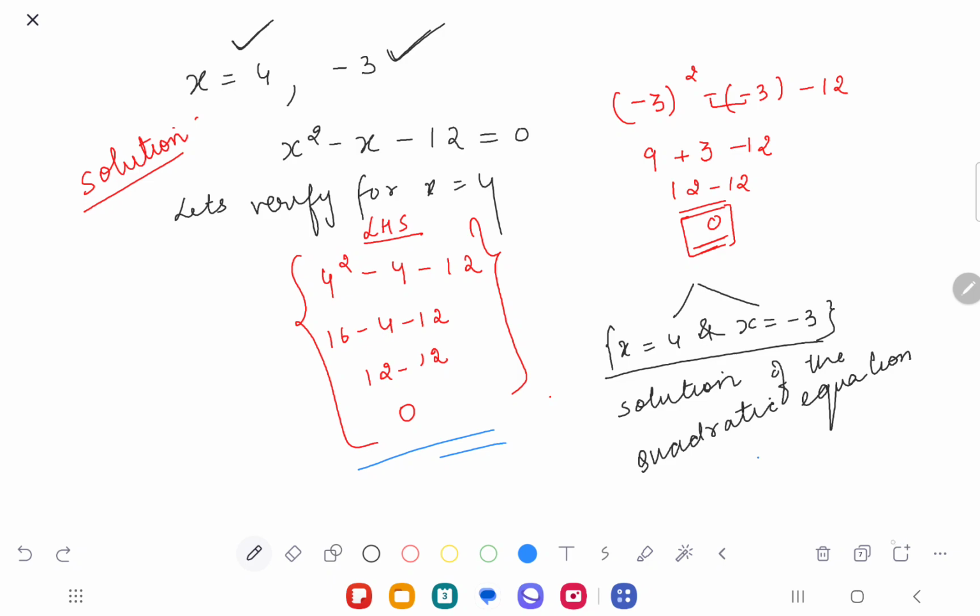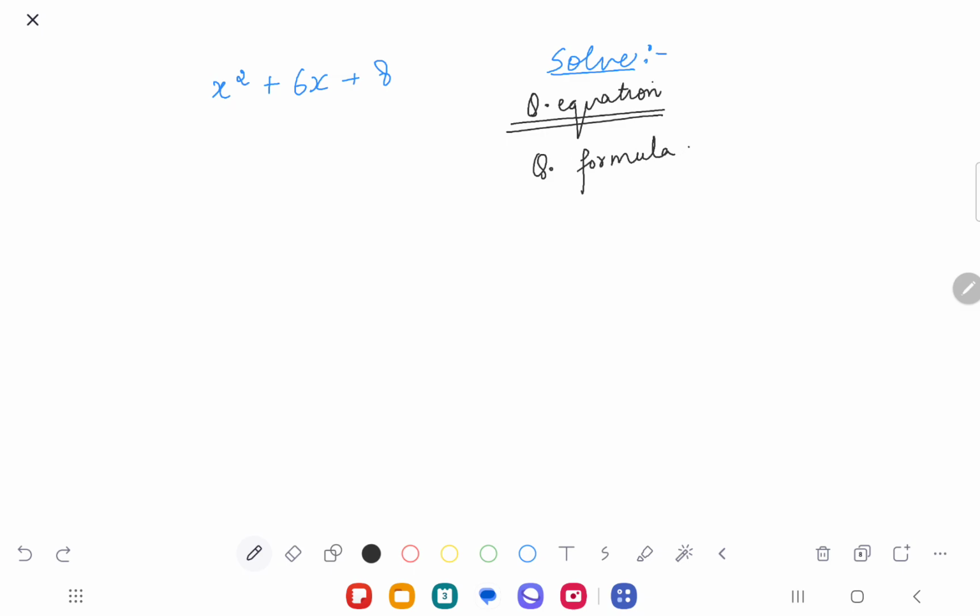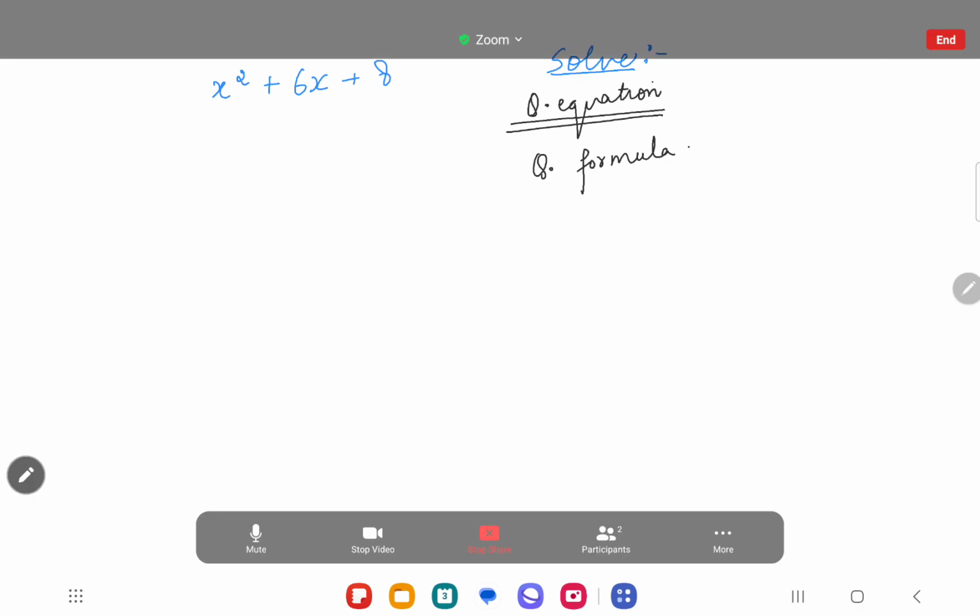So similarly, if I give you x square plus 6x plus 8, and I want you to solve this equation, what do you see? You see, okay, the highest power here would be 2. So then you recognize that this is a quadratic equation. And a quadratic equation is actually solved by quadratic formula. Yes or no?